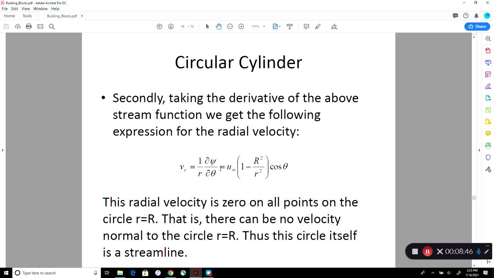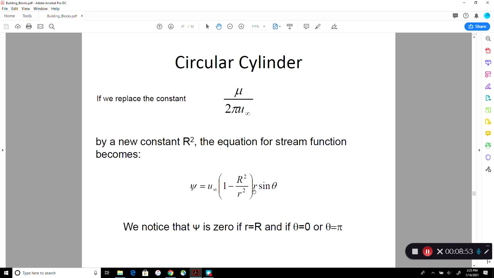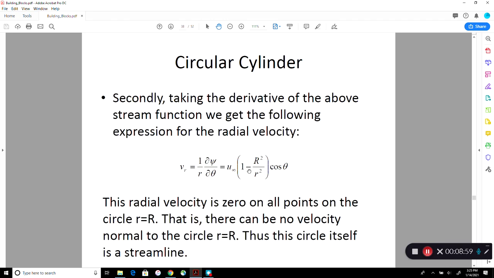Vr, this is the derivative definition of velocity. We can take a derivative of d psi d theta, which will be cosine theta. 1 over r, therefore this r will go away. Then you'll get this expression. So on the body surface, when r equals capital R, we get a 0 normal velocity. That means the flow is tangent to the circle. Therefore the circle itself is a streamline.